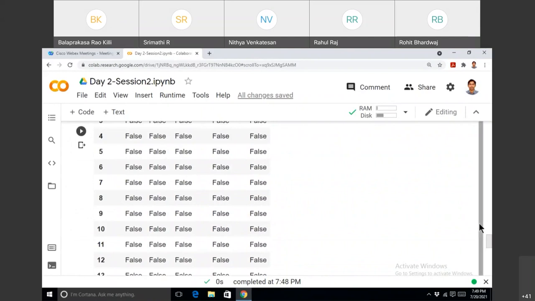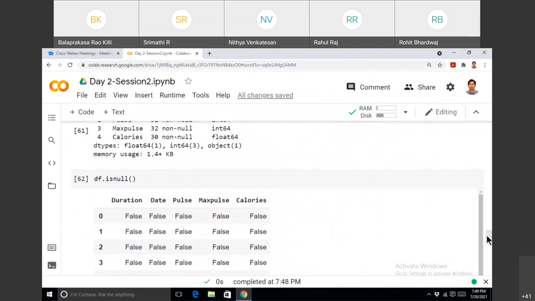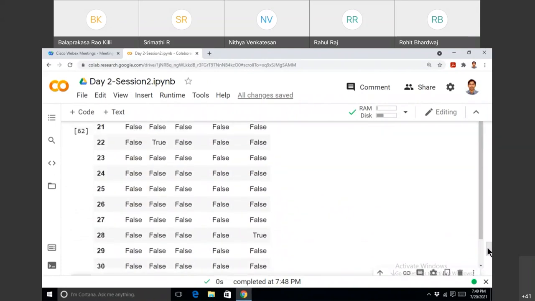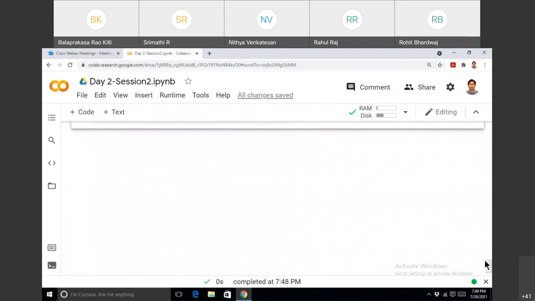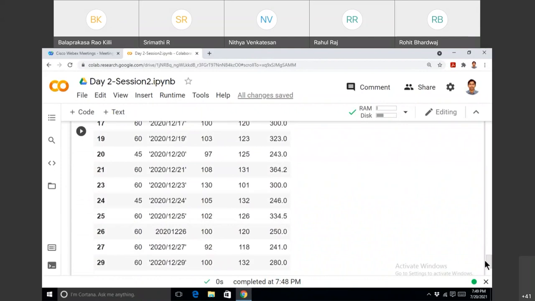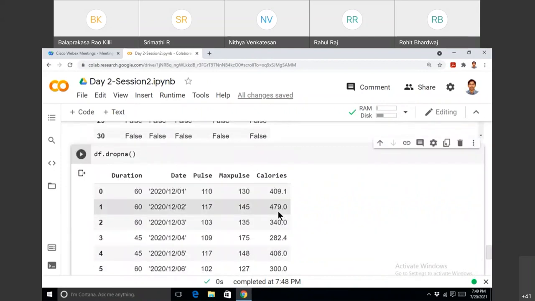How many columns are there? 1, 2, 3, 4, 5, 6 columns. 1, 2, 3, 4, 5. 5 columns are there, okay. Here also, this is data, 5 columns. It is not dropping, it seems. Let me see. Drop null values, it should drop.